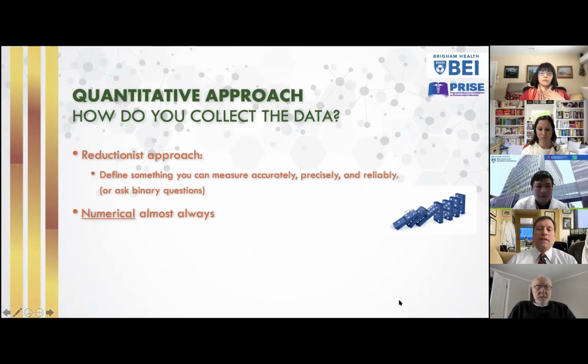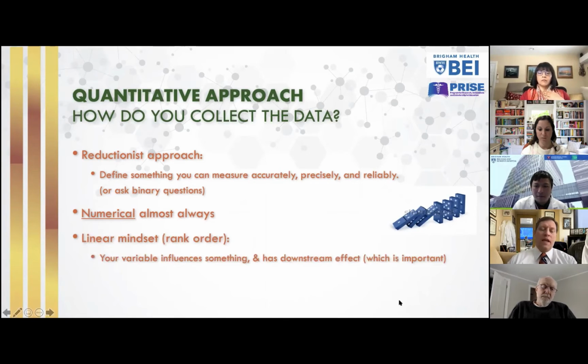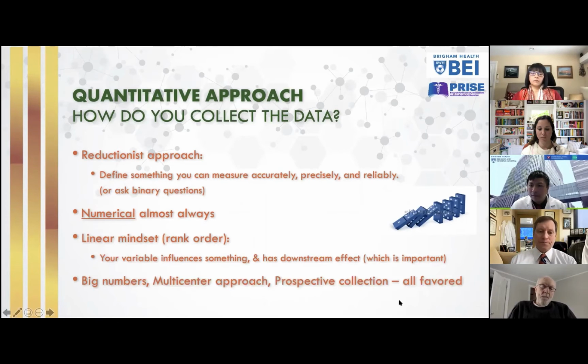And so in that sense, obviously quantitative, we're thinking about a numerical approach almost always. In fact, a linear mindset, that 1 is different than 10, but there's a rank order to it. The variable will influence something and has some downstream effect, which is often important. So you're looking for something small, but you're making an assumption that that's going to impact something educationally that's bigger.